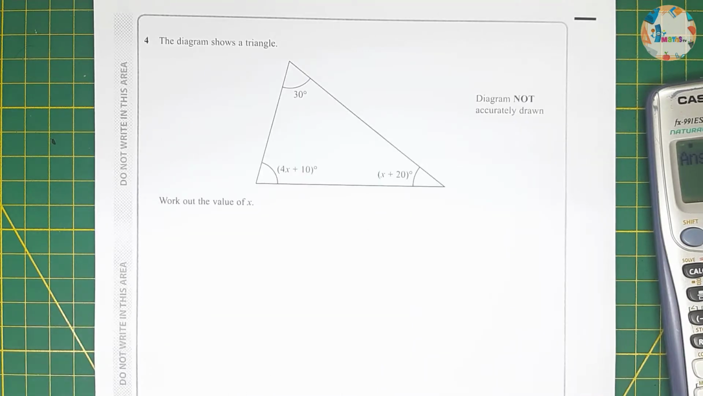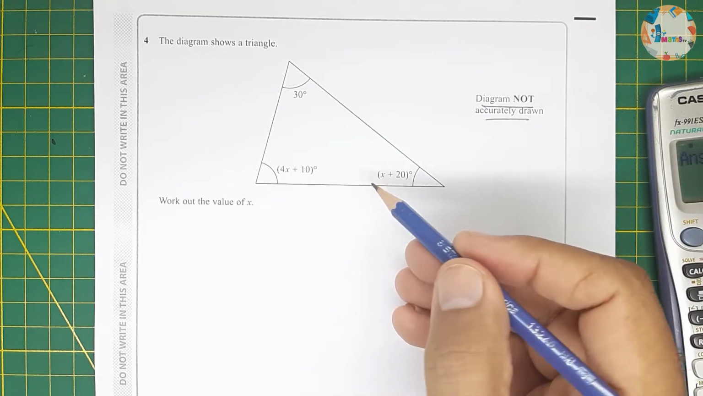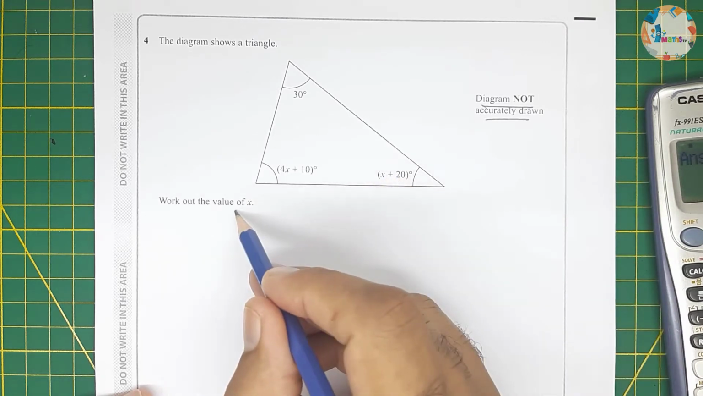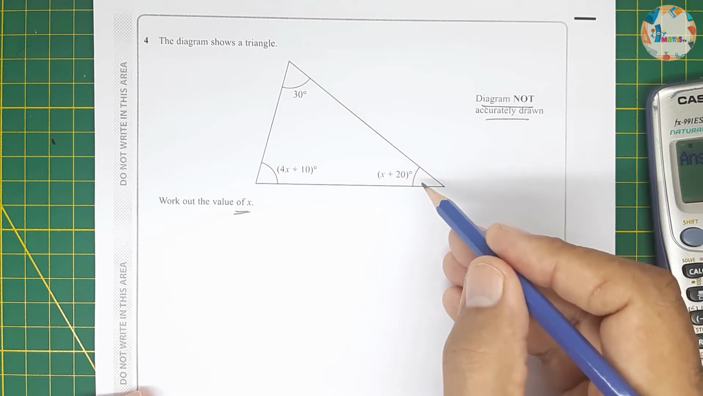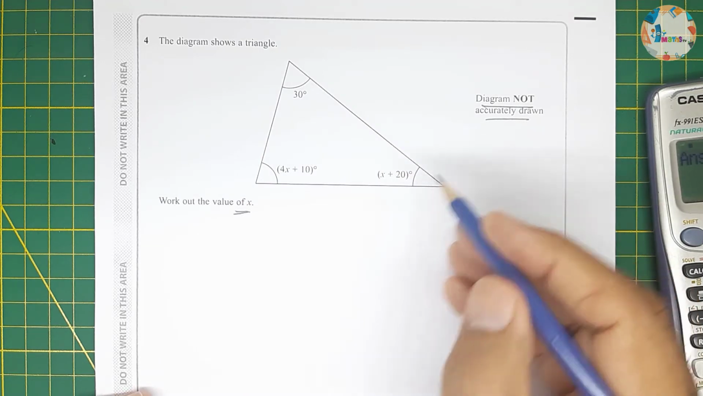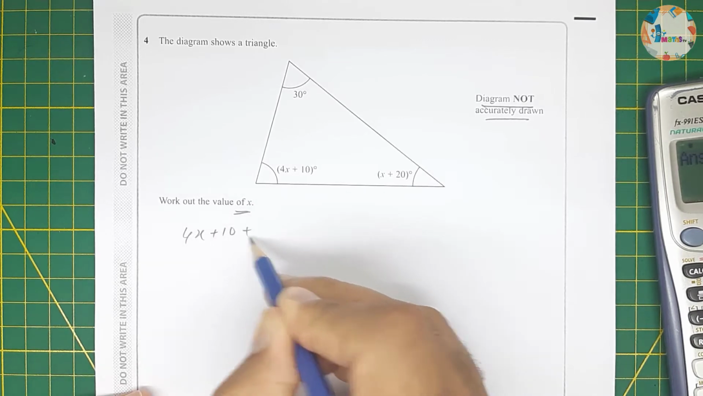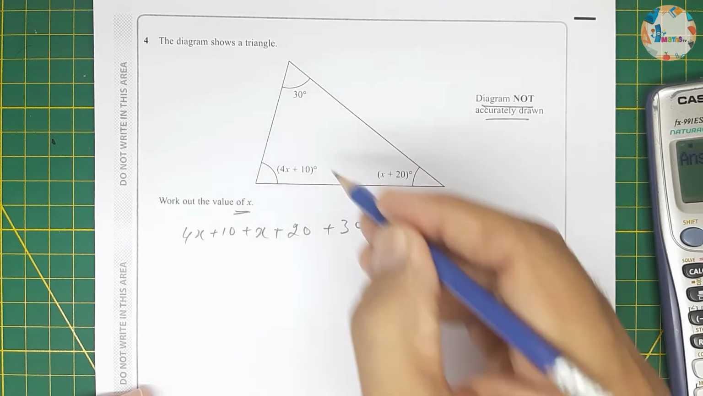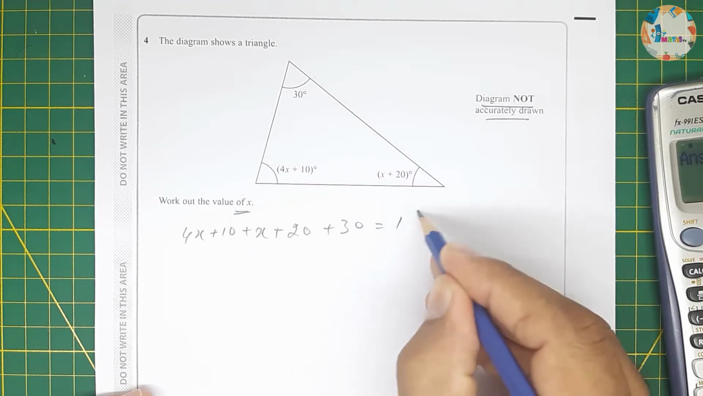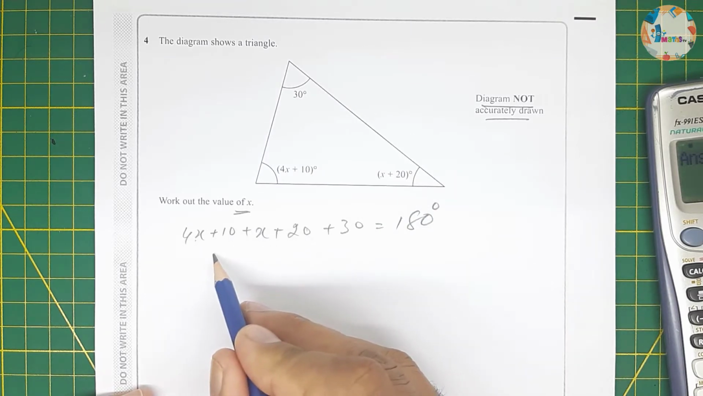Now question number 4. A diagram is provided which is not accurately drawn. We cannot measure angles from here. Work out the value of x. So we know the property that the interior angles of a triangle add up to 180 degrees. So we can write 4x plus 10, plus x plus 20, plus this 30. We have added all three. This will be equal to 180 degrees, and 4x plus x will be 5x.